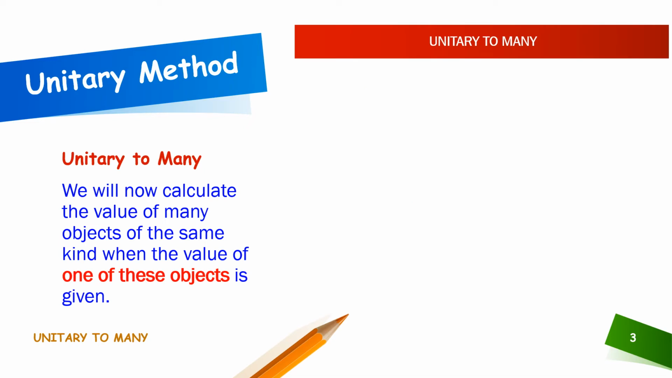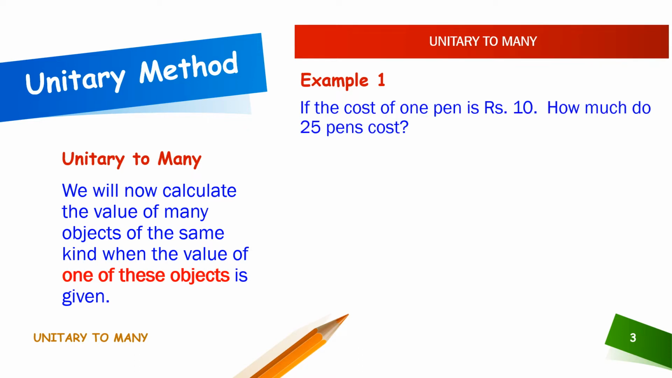If the value of one object is known, we can find the value of many objects of the same kind simply by multiplication. Let's take a look at an example. If the cost of one pen is 10 rupees, how much do 25 pens cost? So let's solve this.